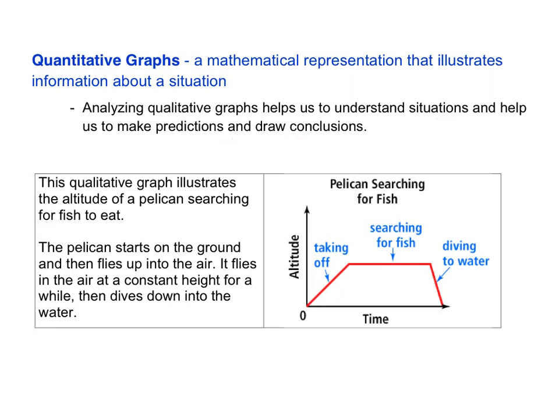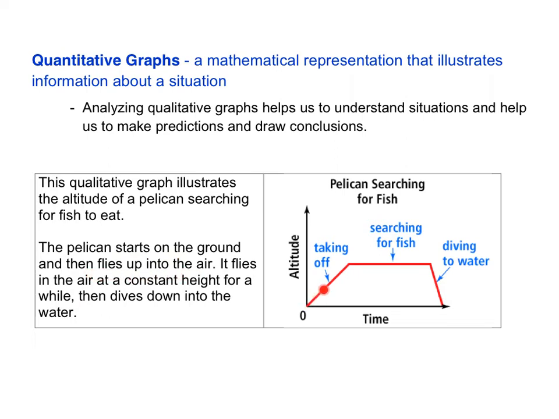So this is an example which you want to have in your notes as well as that definition. This quantitative graph illustrates the altitude of a pelican searching for fish to eat. The pelican starts on the ground right here at 0. This is your altitude. This is the time. So you want to draw that. And then it says the pelican starts on the ground and then flies up in the air.